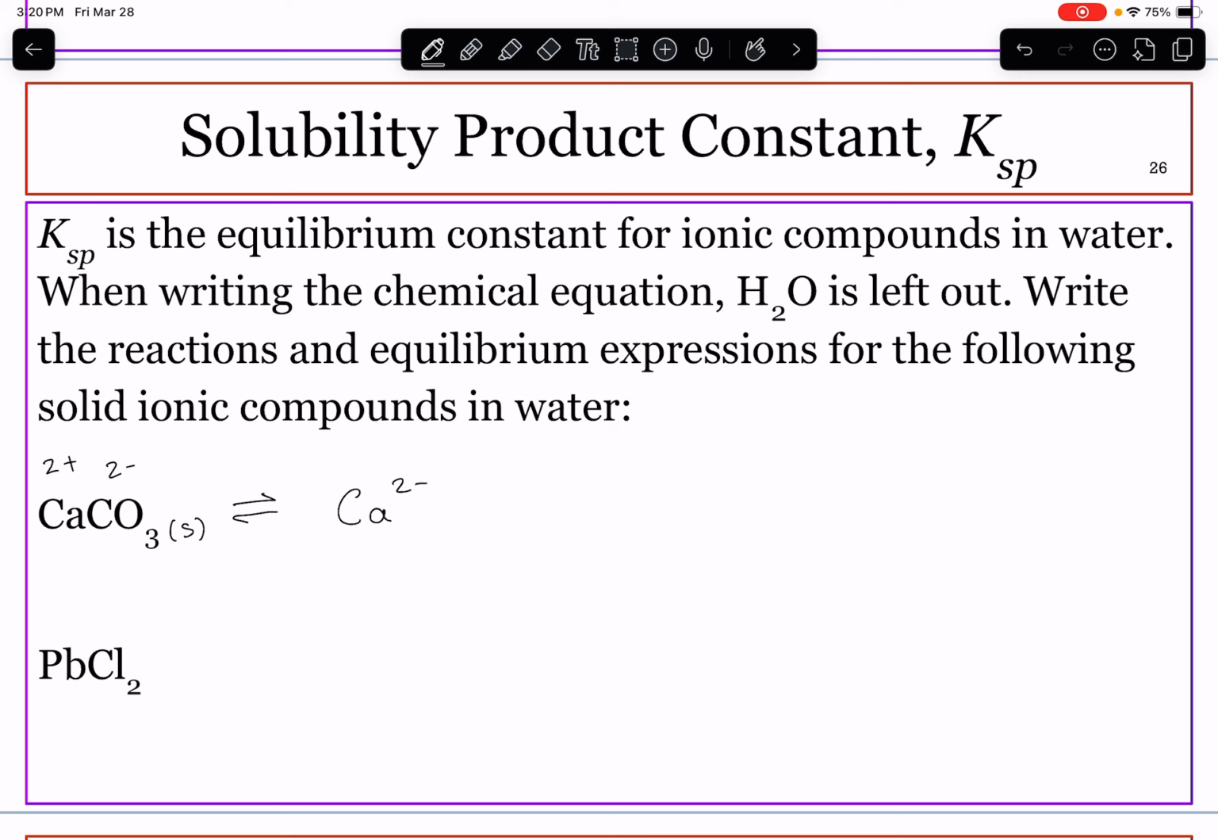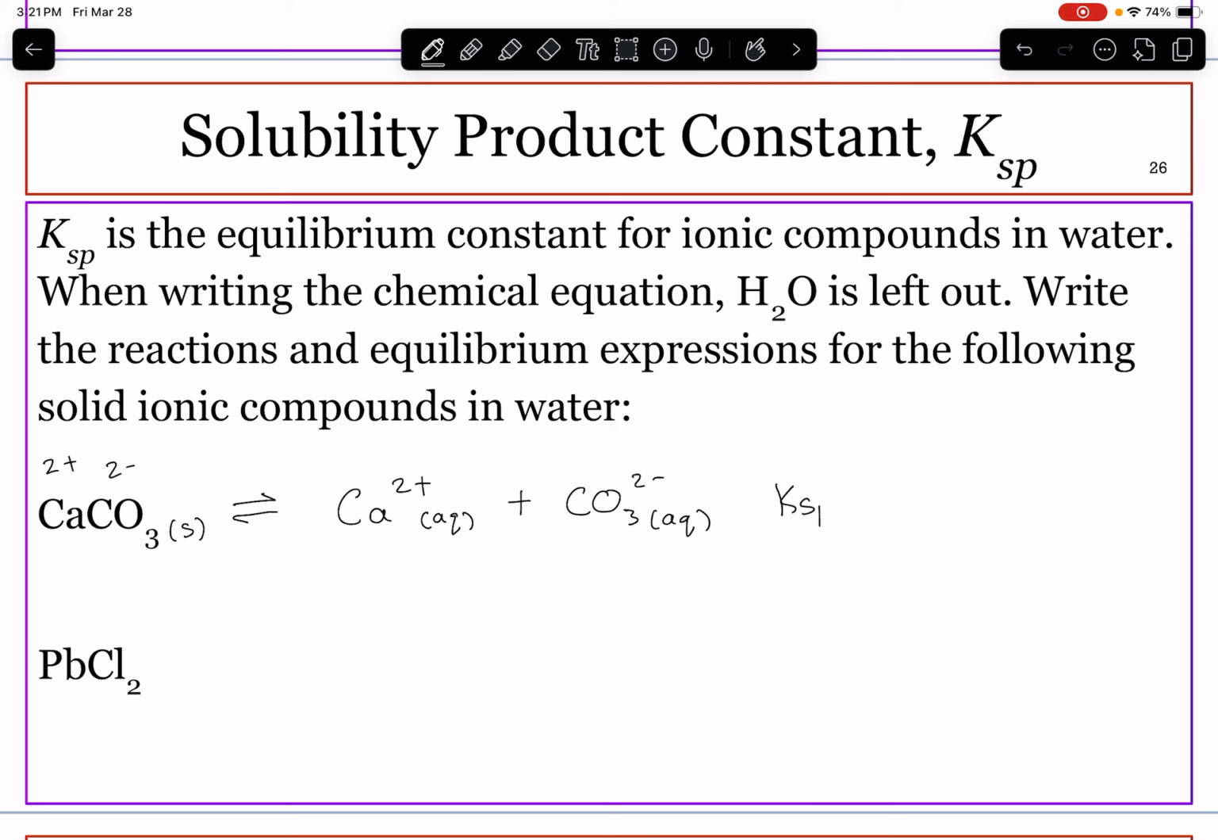The calcium ion has a 2+ charge because it is in the second column on the periodic table. The carbonate ion is a 2- charge. The carbon and the oxygen are covalently bonded together and they do not get pulled apart by water. Water cannot pull apart covalent molecules. Instead, the whole carbonate ion together has a -2 charge and gets pulled away from the calcium ion. Each of these are aqueous.